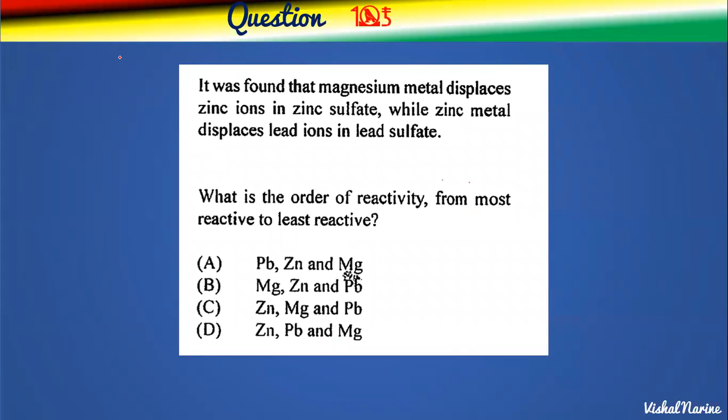Good. So this question here presents a scenario. It was found that magnesium metal displaces zinc ions in zinc sulfate, while zinc metal displaces lead ions in lead sulfate. So the question is asking you what is the order of reactivity from most reactive to least reactive. And we just work through this statement here and try to figure it out. Or you can just, from your knowledge of the reactivity series, rearrange the elements. All right, so you'll find that we will have magnesium and then zinc and then lead. So it is B.